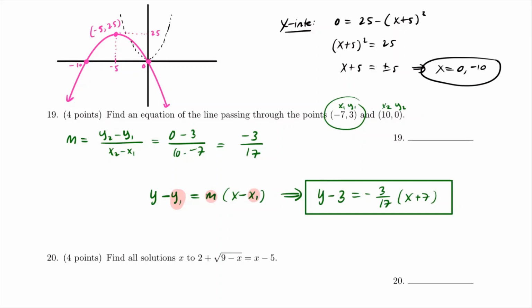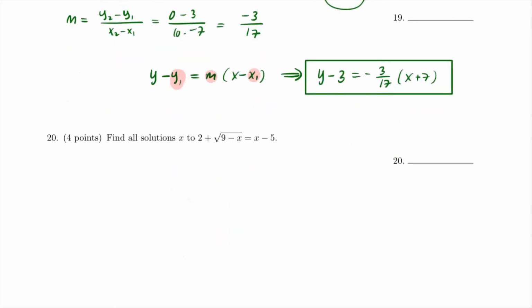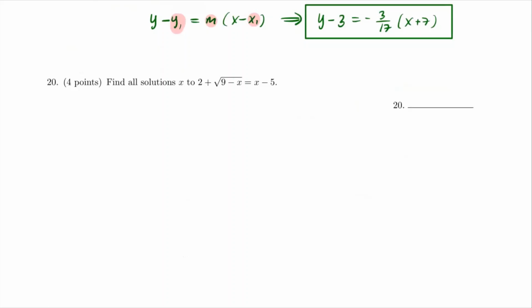For the next problem, we're going to be finding all solutions to this equation. So let's go ahead and isolate the radical expression. Subtract 2 from both sides. So we have the square root of 9 minus x is equal to x minus 7. And now we're going to square both sides. So we get 9 minus x is equal to (x minus 7) squared. On the right-hand side, we can expand. That will be x squared minus 14x plus 49.